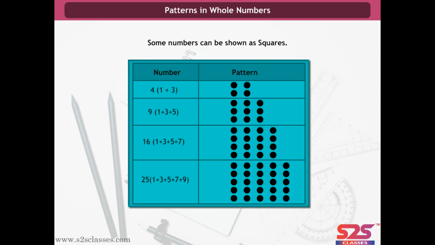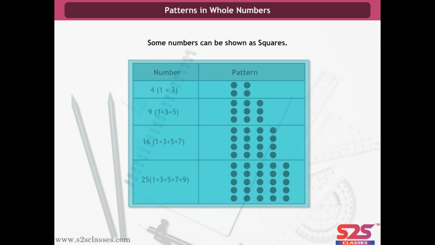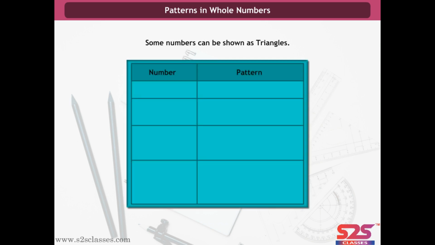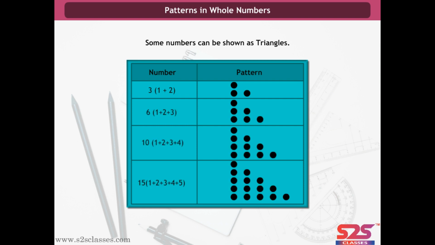Note that we get the next number by adding consecutive odd numbers. There are numbers that can be shown as triangles, such as 3, 6, 10, 15, and so on. Note that these numbers follow a pattern. These numbers are obtained by taking the sum of consecutive whole numbers.